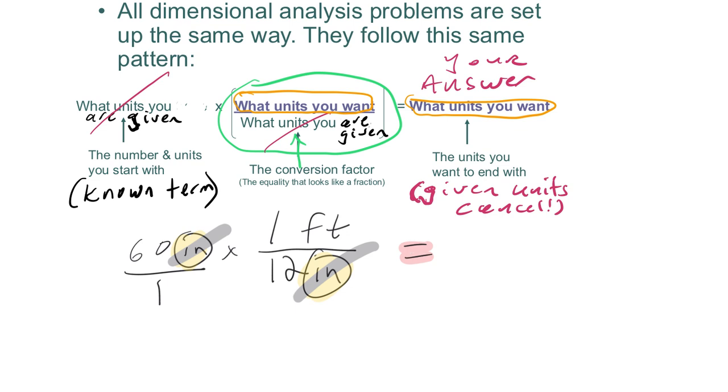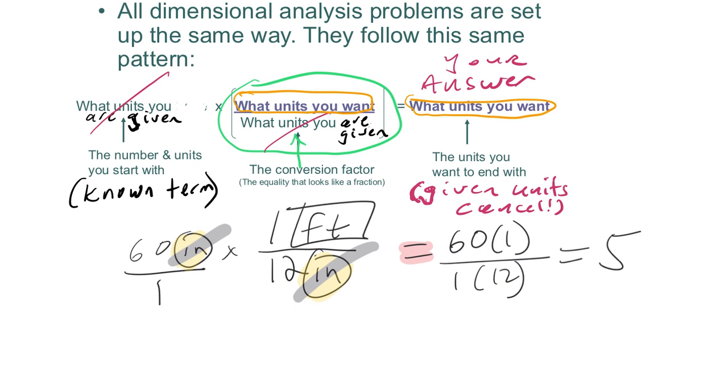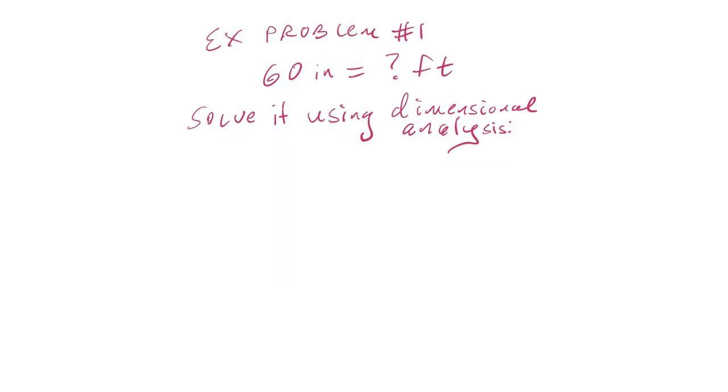Which would be 60 times 1 divided by 1 times 12. And that'd be equal to 5. And the unit that remains is feet. Now, you're probably going to do this in your head, but don't resist learning dimensional analysis because the units are not going to be that familiar all the time. Okay, we just basically solved it.